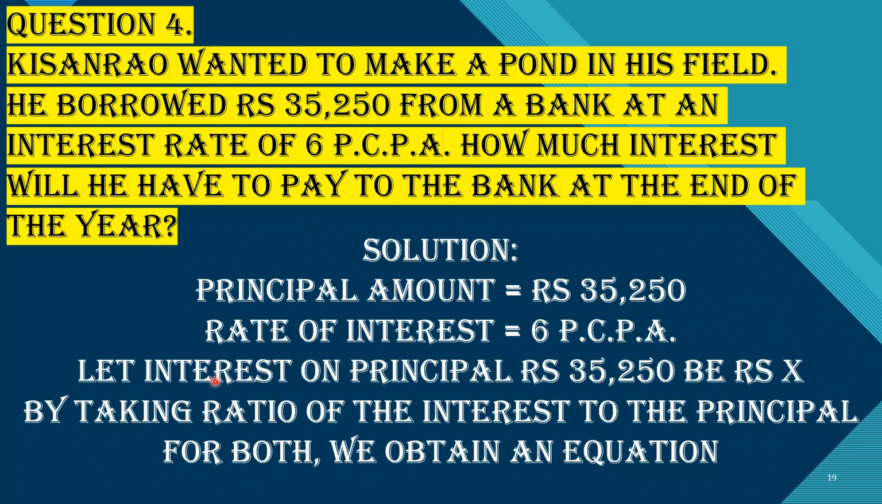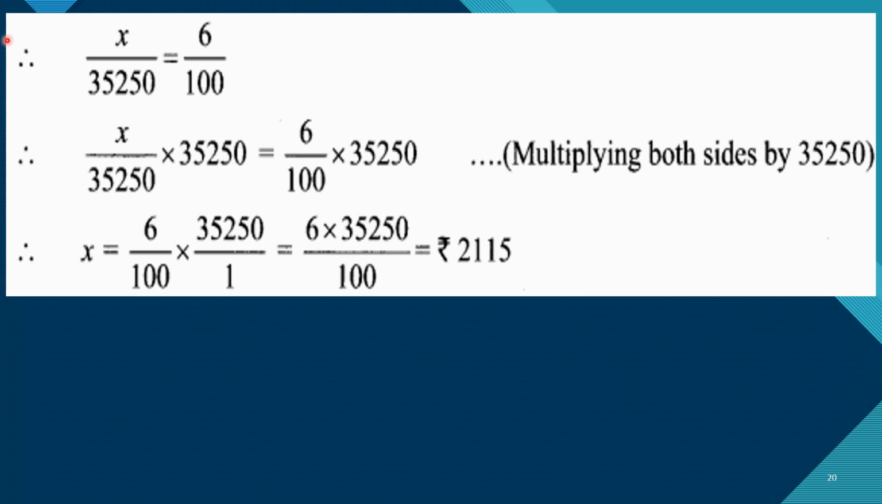Let the interest on the principal rupees 35,250 be rupees x. By taking the ratio of the interest to the principal for both, we obtain an equation. So x upon 35,250 is equal to 6 upon 100. First, we will multiply both the sides by 35,250. So we will get x upon 35,250 multiplied by 35,250 is equal to 6 upon 100 multiplied by 35,250.